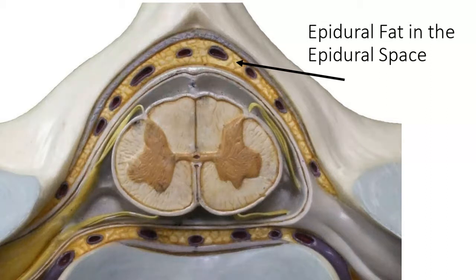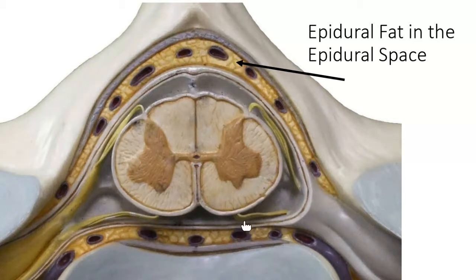But the tissue that's in that space is epidural fat, or adipose tissue, because remember, it plays that role of cushioning and insulation. And you can see all of these blood vessels that are also in there too. So if you damage one of these blood vessels, you'll get an epidural bleed here.